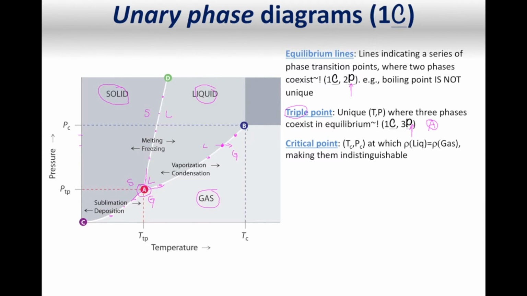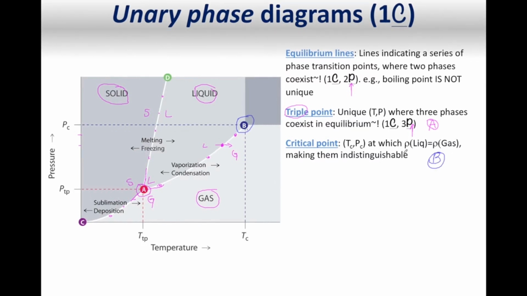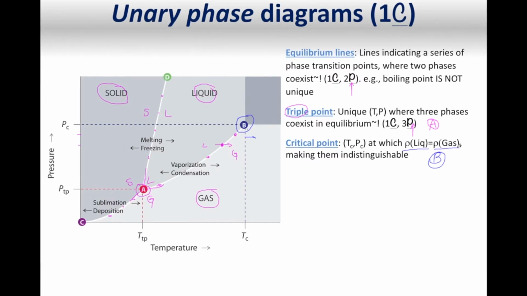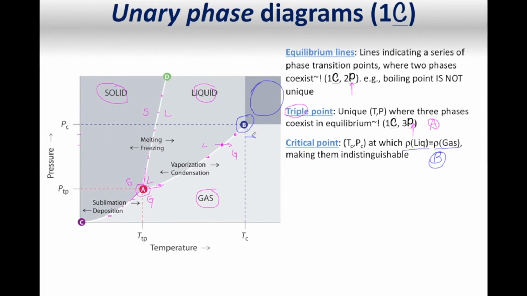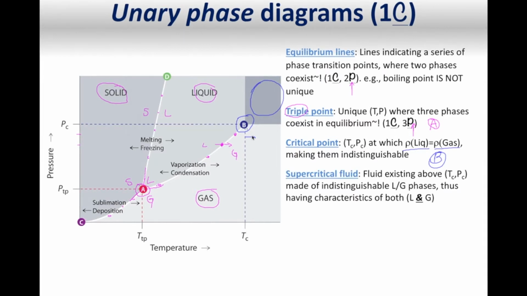Now, the critical point. The critical point is this one that we are labeling here as B. That is very interesting because above the temperature of the critical point, the densities of the liquid and the gas are the same. Because they're the same, you cannot tell them apart. So it's not a liquid, it's not a gas, but in this region here you are finding a new phase that we call a supercritical fluid that has characteristics of both the liquid and the gas.